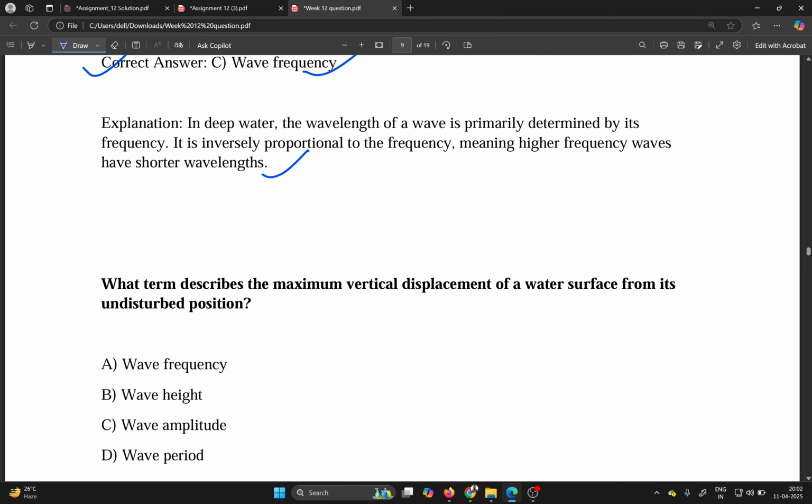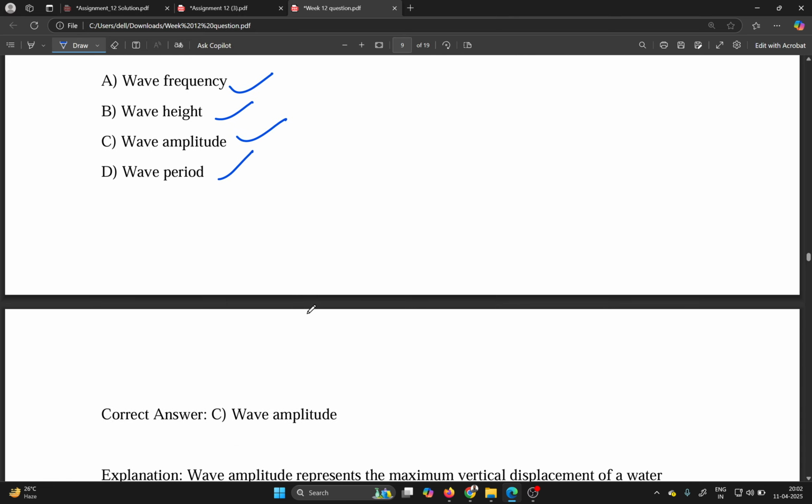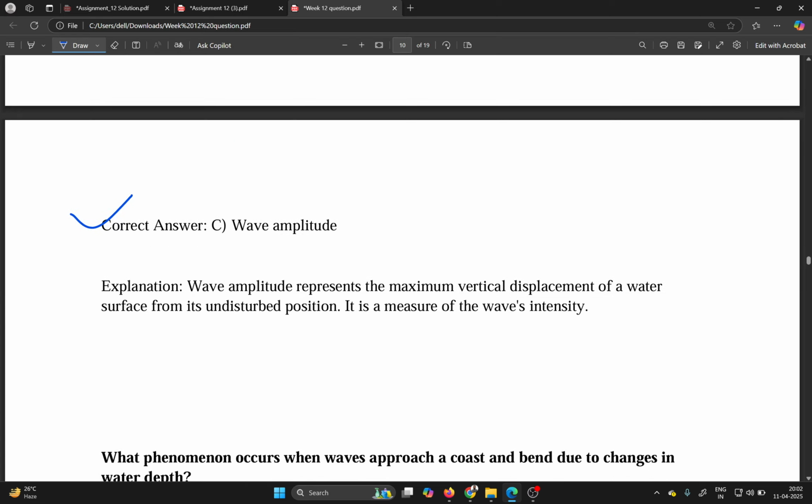Next question. What term describes the maximum vertical displacement of water surface from its undisturbed position? Wave frequency, wave height, wave amplitude, wave period. What term describes the maximum vertical displacement? So wave amplitude, definitely. We are talking about the vertical displacement here, so you know the amplitude will be correct.